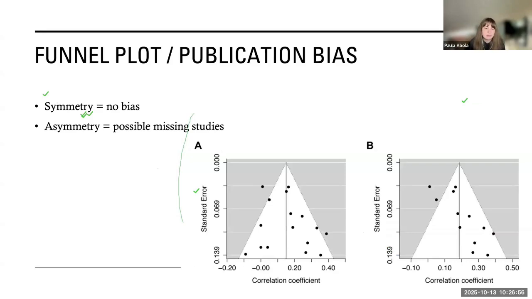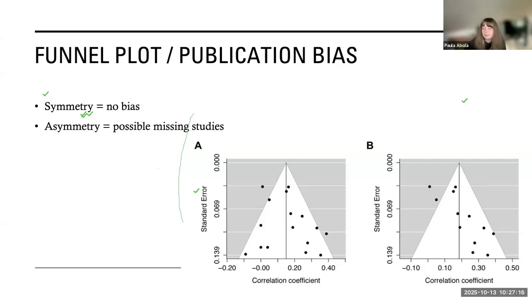One big issue in meta-analysis is publication bias. Small studies with negative results are often never published, while positive studies are, and this can distort the evidence base. A funnel plot, as you can see on the slide, helps detect this publication bias.